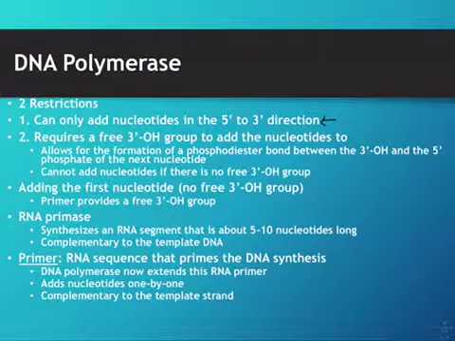I think we talked about that maybe last week on Friday, about how you need the free hydroxyl group there in order to add the nucleotides. When we talked about the ddNTPs, the ones that block it, because they don't have the free hydroxyl group there. So having that free hydroxyl group allows for the formation of the phosphodiester bonds between the 3' hydroxyl and the 5' phosphate of the next nucleotide. You cannot add nucleotides if there is no free 3' hydroxyl group.